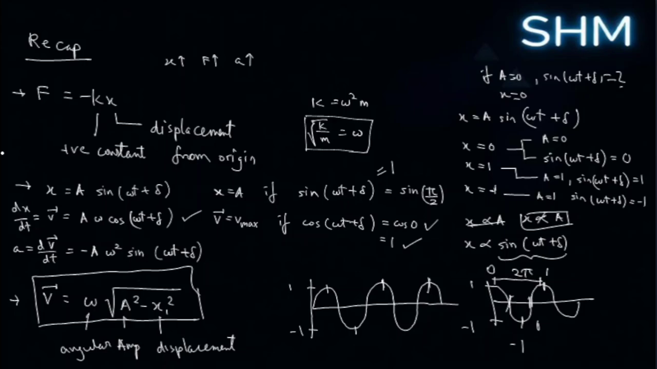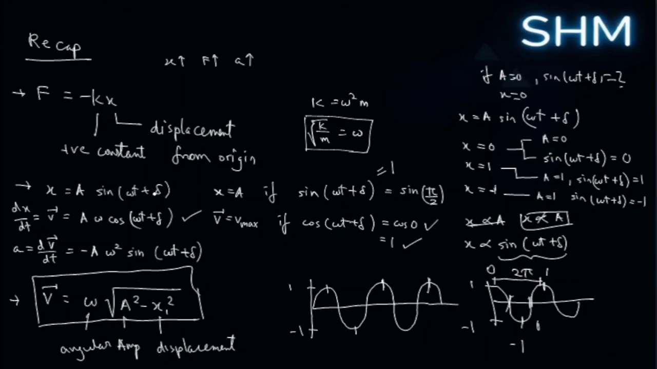So far we have learned that in case of a simple harmonic motion, force is proportional to the displacement. So the greater the displacement of the particle from its mean position, the greater is the restoring force. You know about K being a positive constant. X has been found out to be a sin(omega t plus delta).